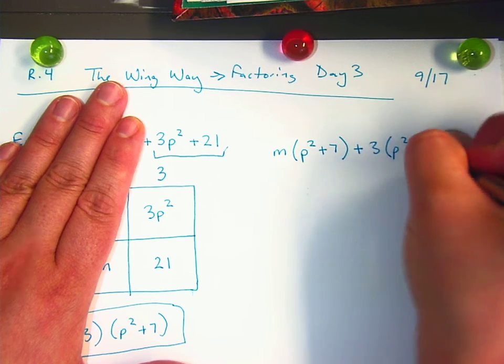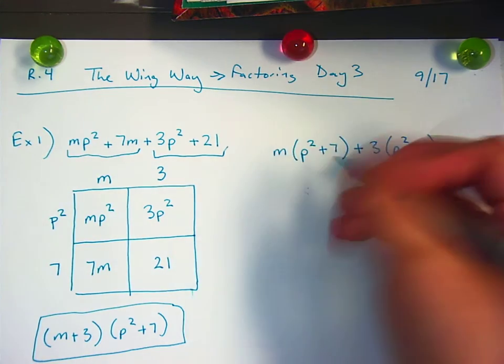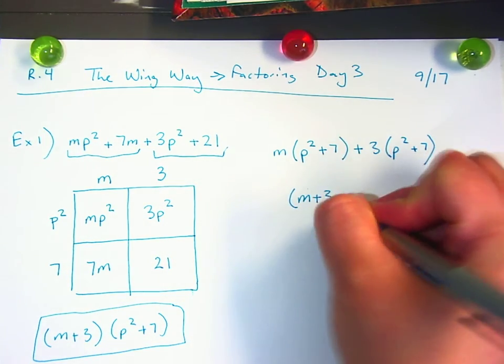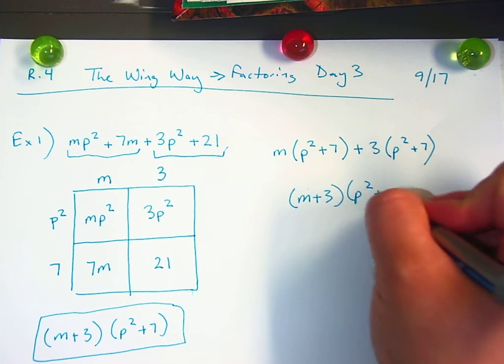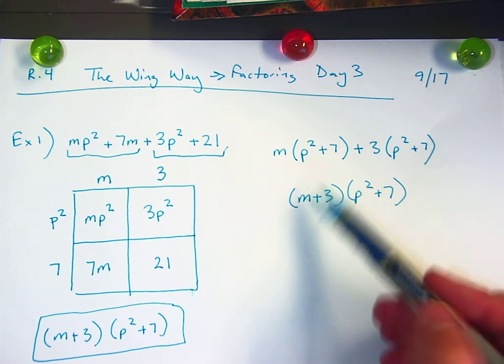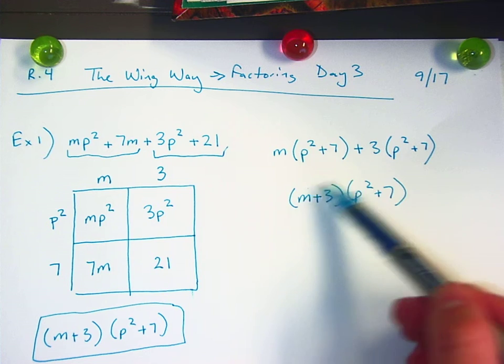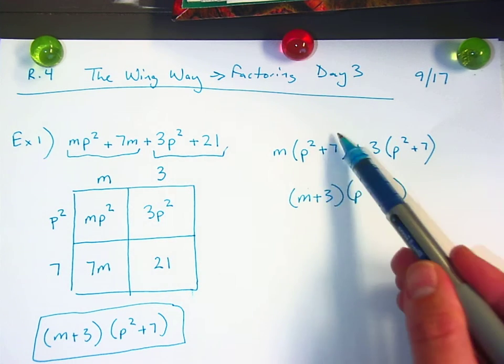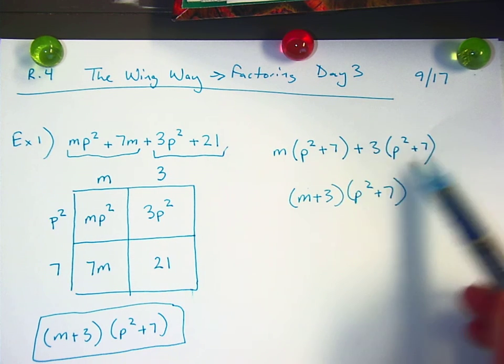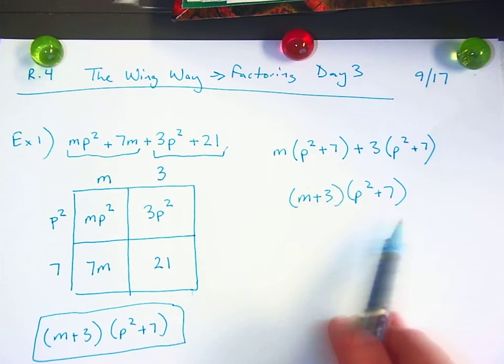Do you see how I've got two p squared plus 7s there? So the final answer would be m plus 3 times p squared plus 7. Because if I was FOILing this out, I'd have to distribute the m to both, which is what this thing is, and the 3 to both, which is what this thing is. So this is how they teach it old school.